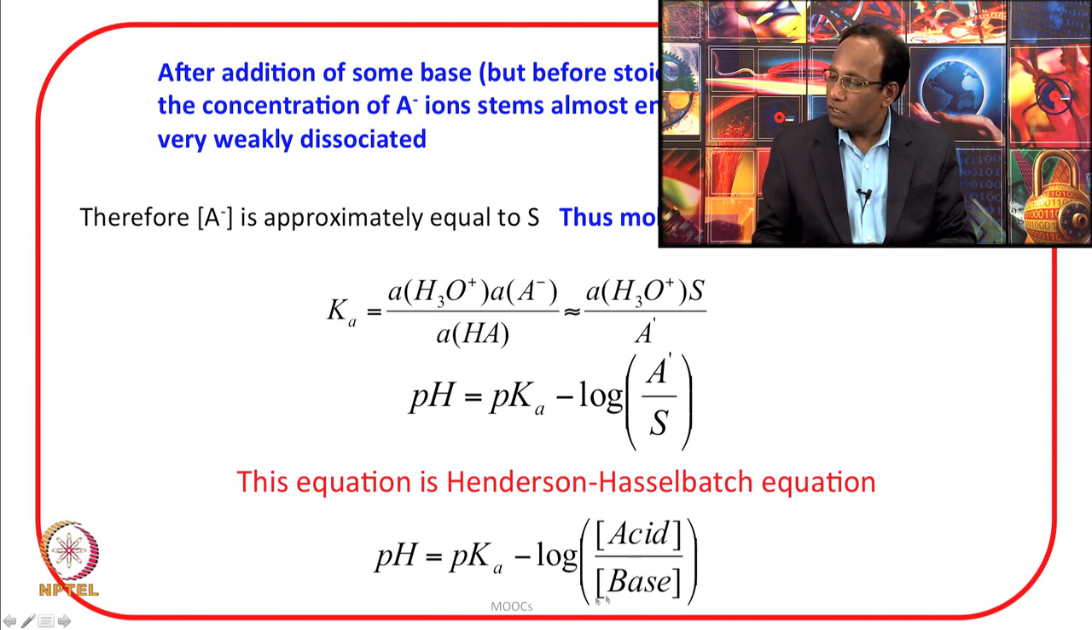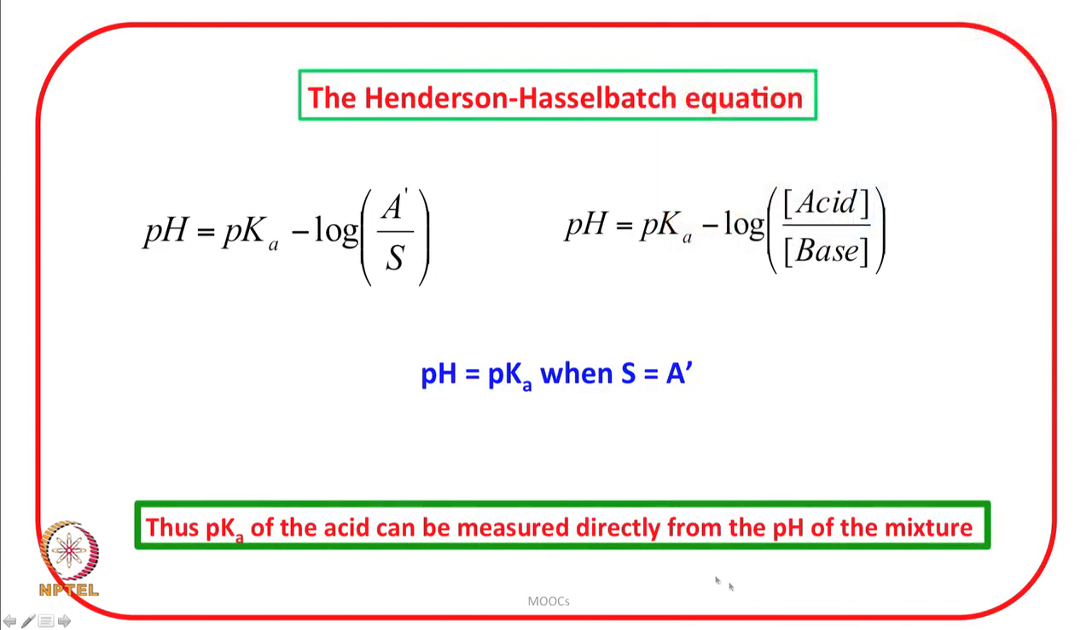This is a very important equation, and we will discuss more about this in the next lecture. But now if I take A prime equal to S, that is, when the concentration of acid is equal to the concentration of salt, then pH is equal to pKa. So, that means the pKa of the acid can be measured directly from the pH of the mixture. If we know the pH, and the concentration of A, that is acid, and S, that is salt, we can measure pKa.